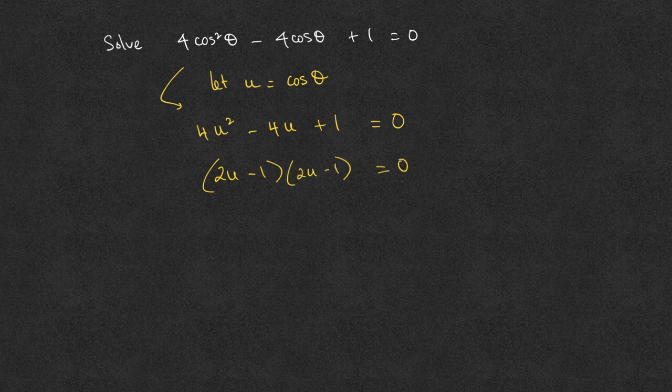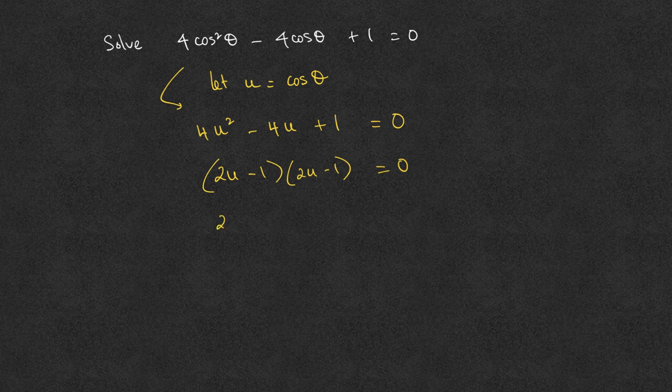We still need to check this. 2u times 2u is 4u squared. 2u times minus 1 is negative 2u. Negative 1 times 2u is another negative 2u. So that makes negative 4u. And negative 1 times negative 1 is positive 1. This is a zero product.